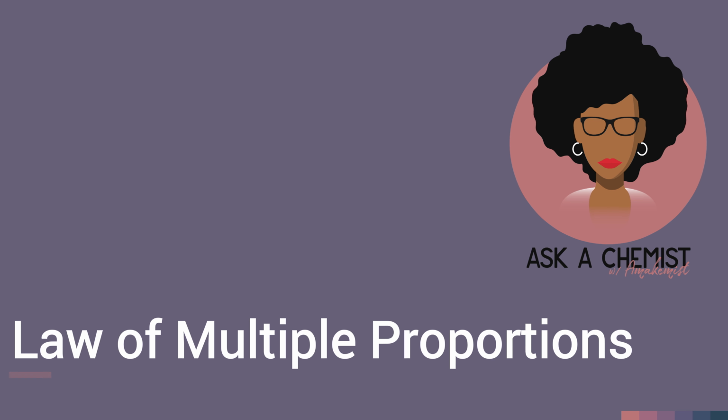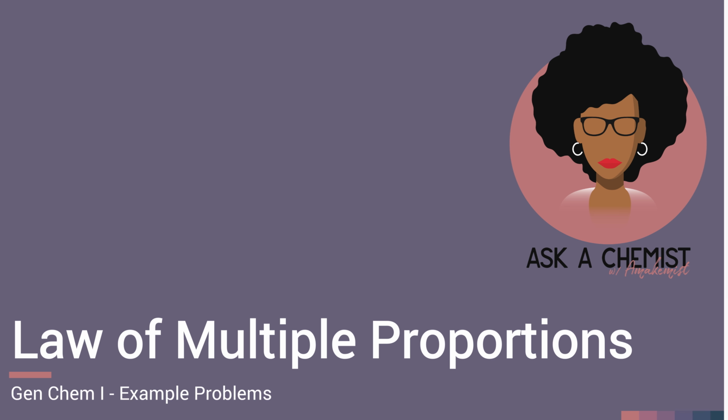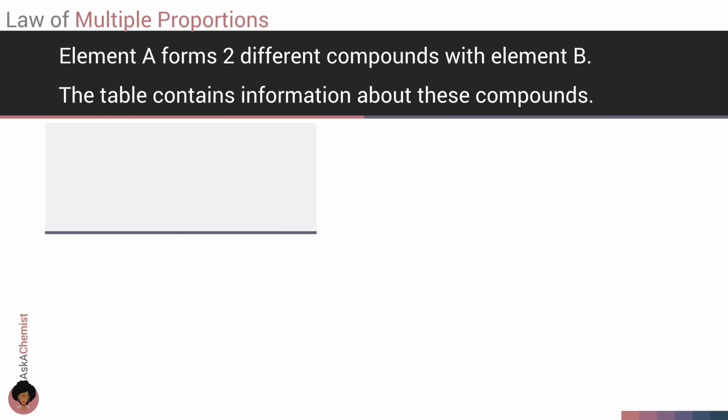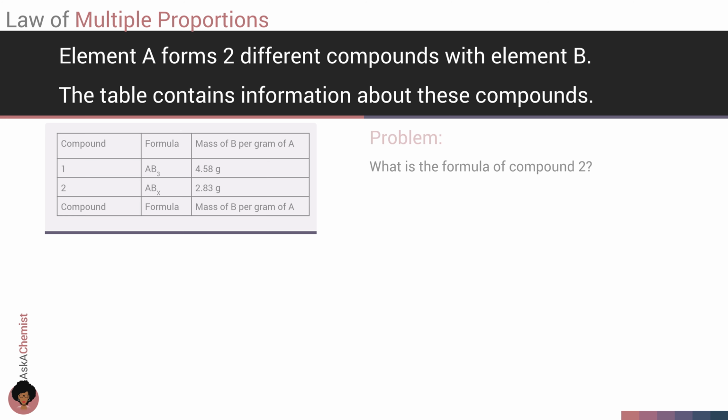In this Gen Chem 1 video, we're going to work a problem on the law of multiple proportions. Let's get started. Element A forms two different compounds with element B. The table contains information about these compounds. What is the formula of compound 2?